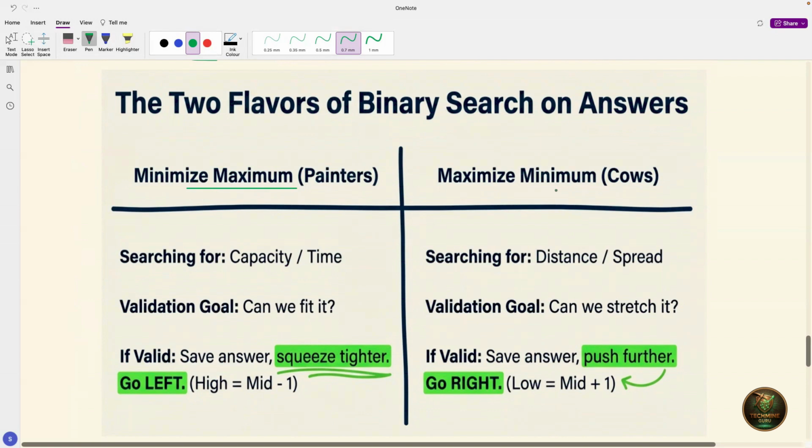And in the next one, we used maximize the minimum distance possible, like in the cows problem, where you search for distance. Your validation goal was, can we stretch it further? And if it is valid, you save the answer and push further by going towards the right side. And for going towards the right side, you do low is equal to mid plus 1.